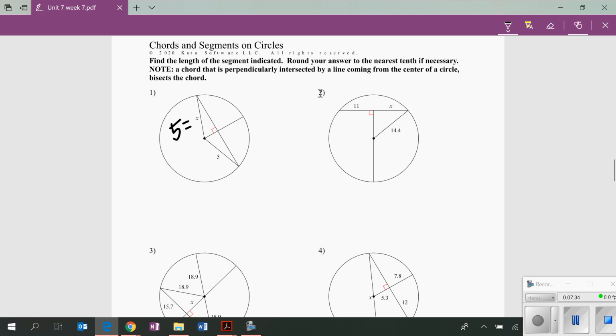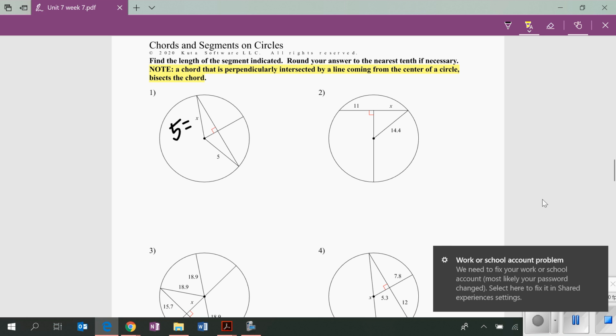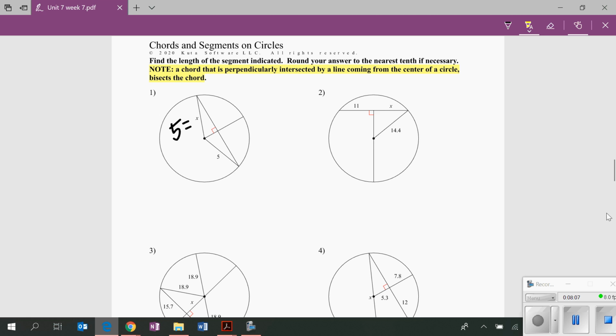This one is in reference to what I wrote here in your instructions. Not the entire thing, but this note: a chord that is perpendicularly intersected by a line coming from the center of the circle bisects that chord. So from here to here, this is a chord, and from my center to that chord, it's bisecting that because we've got the perpendicular there. Which means that this 11 is equal to this x, so x equals 11. All right, not too bad.